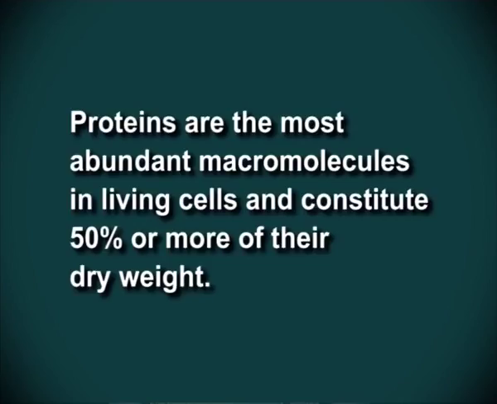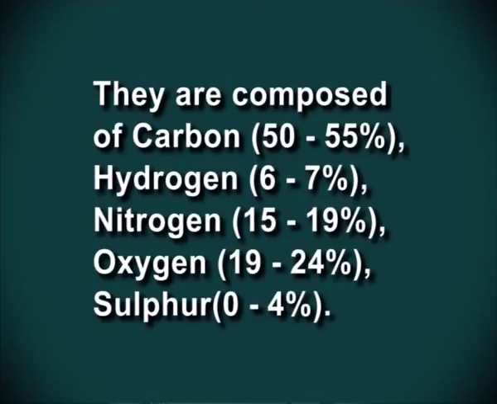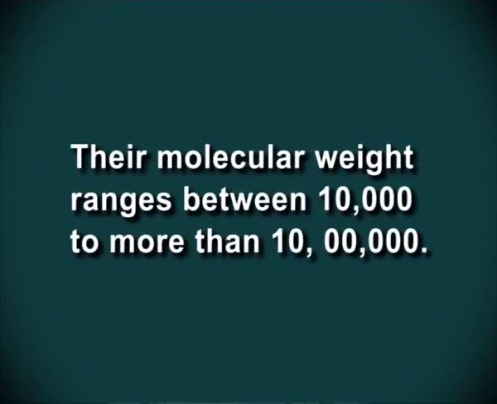Introduction. Proteins are the most abundant macromolecules in the living cells and constitute 50% or more of their dry weight. They are composed of carbon 50 to 55%, hydrogen 6 to 7%, nitrogen 15 to 19%, oxygen 19 to 24%, and sulfur 0 to 4%. Their molecular weight ranges between 10,000 to more than 10 lakhs.